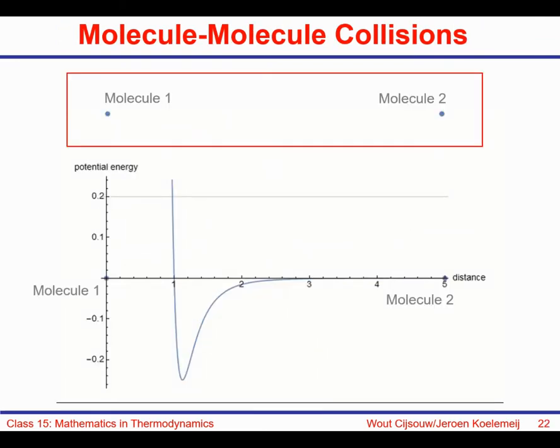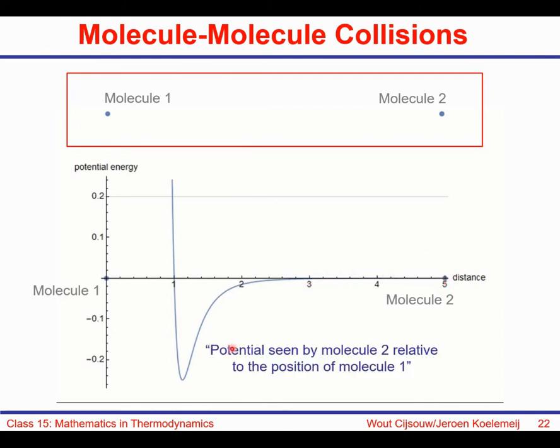Now let's take a look at what the effect is of the Lennard-Jones potential on the kinematics of molecule-molecule collisions. So let's assume we have two molecules sitting a certain distance apart. I can also indicate that in the graph that also contains the interaction potential. We have one molecule sitting here at the origin. Its coordinates are fixed, and here's a molecule that will be moving, falling towards molecule 1.